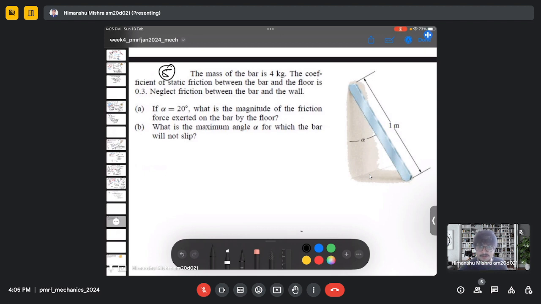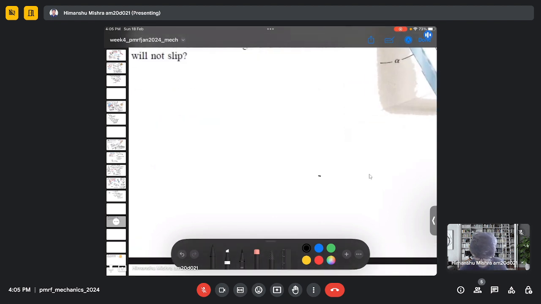So we are given the mass of the ladder or the bar here, which is 4 kg. We are given the coefficient of friction between the point of contact of the bar and the wall, horizontal as well as vertical, which is 0.3. And first we are given the angle, which is 20 degrees, and we need to find the friction force. So as usual, we need to first draw the free body diagram.